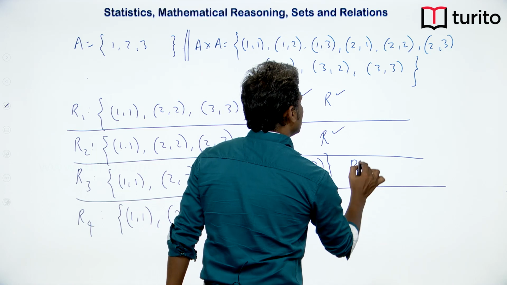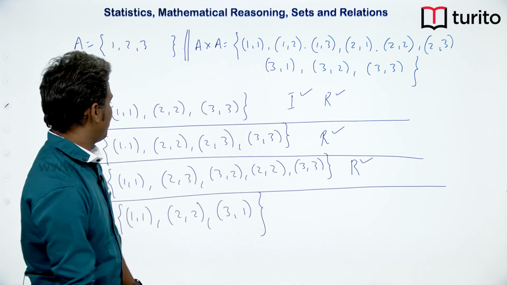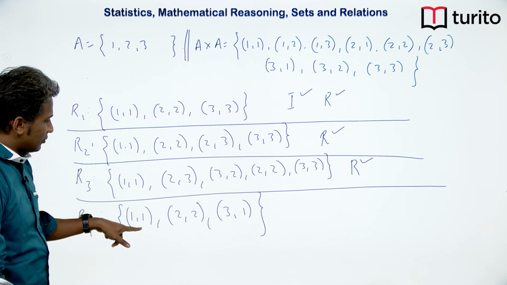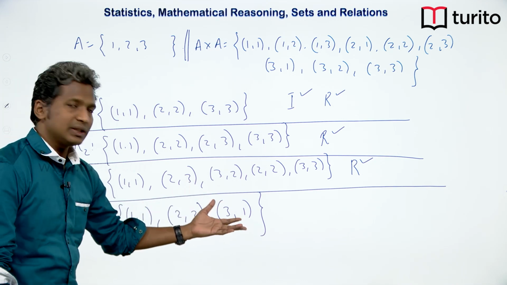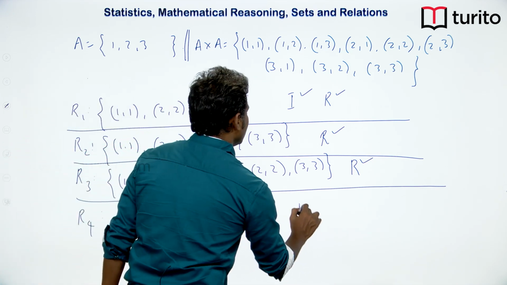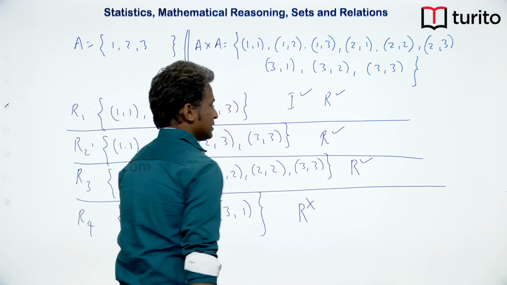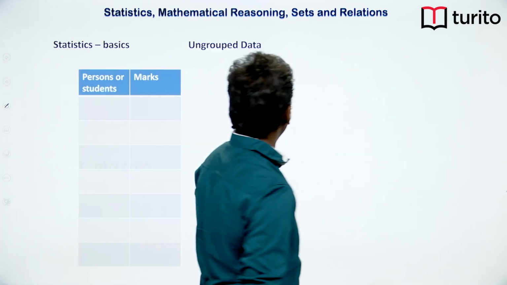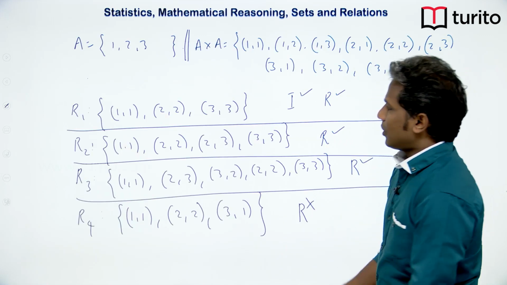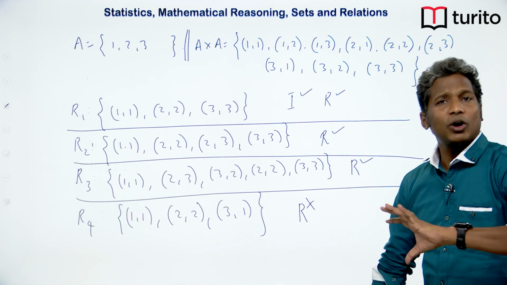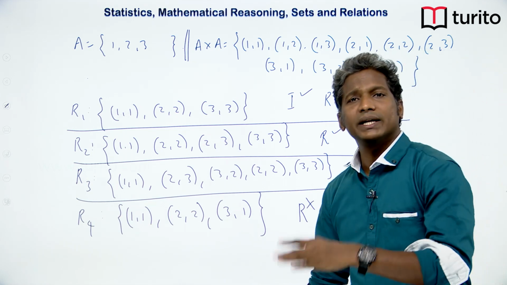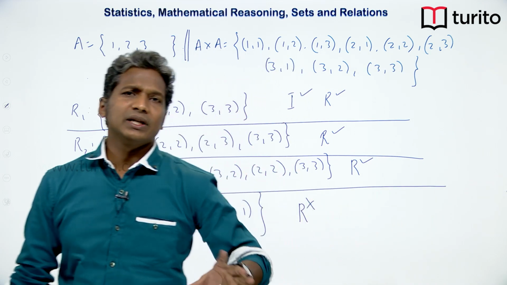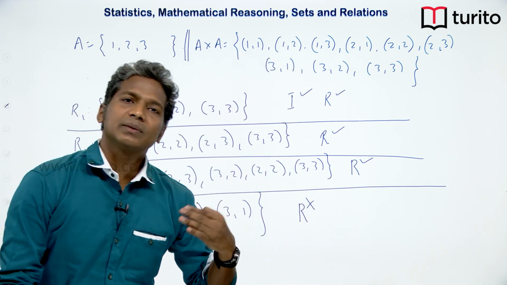So, this is also a reflexive relation. Now, similarly, for R4, here 1 comma 1 is present, 2 comma 2 is present, but 3 comma 3 is not present. So, this is definitely not a reflexive relation. I hope you have understood the idea here. So, in a way we can say that not all reflexive relations are identity relations, but all identity relations are reflexive relations. So, reflexive relations are the superset, and identity relations are a subset of that set.